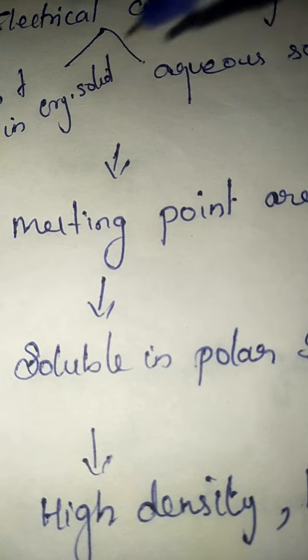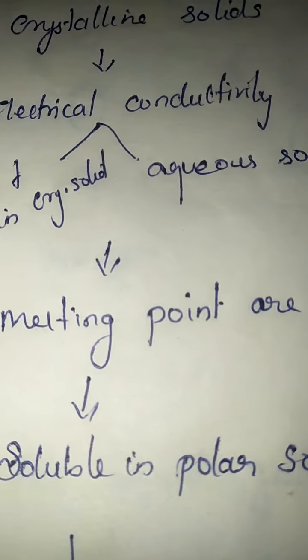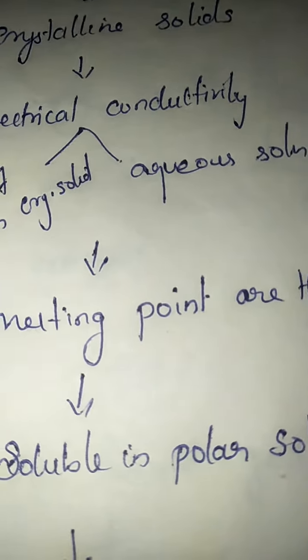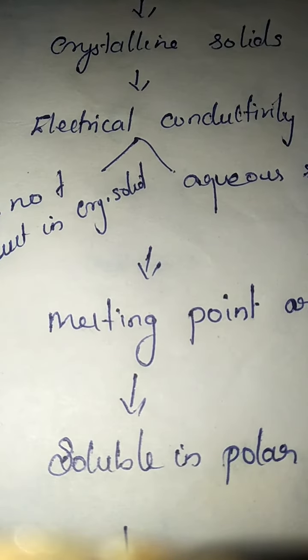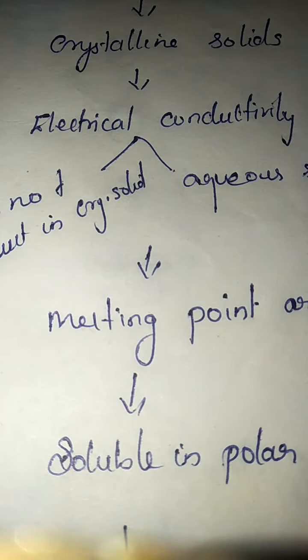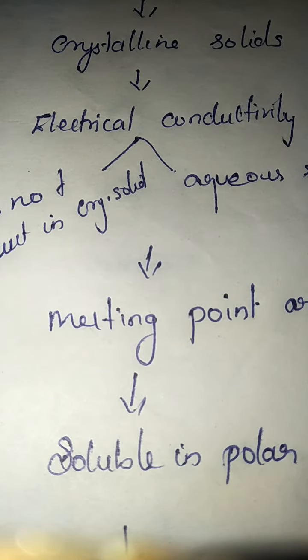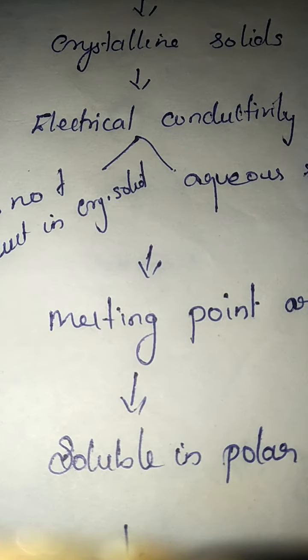If we make this crystalline solid into an aqueous solution, the ions are free to move and they conduct electricity. So ionic compounds are good conductors of electricity when they are in aqueous solution. Aqua means water, or liquid form. In solid form they never conduct electricity because the positive and negative charges are tightly packed.